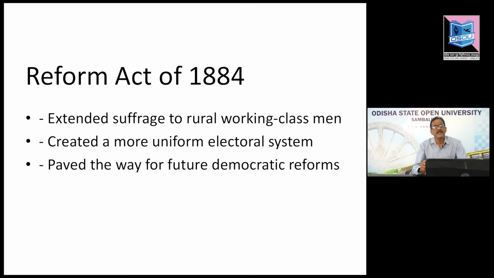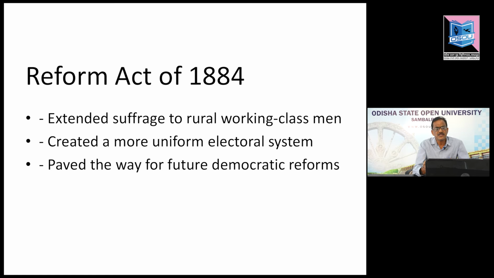Then came the Reform Act of 1884. It also further extended the suffrage to rural working class men. In 1867, what we had observed was that the suffrage was extended to the working class men of the urban areas. Now the rural areas' men were deprived of this, but as per the Reform Act of 1884, it was extended to the rural working class men. So we can say nearly a maximum percentage of people could now exercise their voting rights in the evolution of parliamentary democracy.